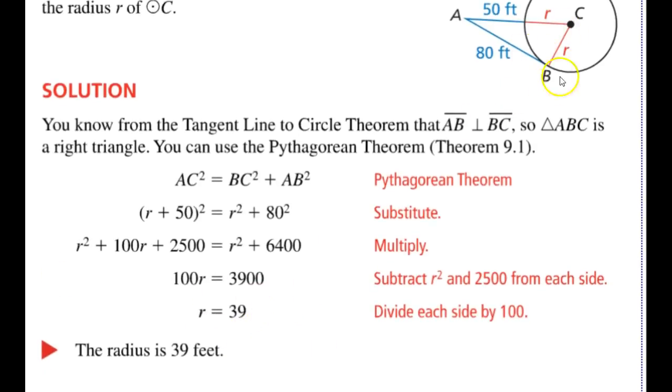So I look back at my original problem to see if that even makes sense. Well, I see that this length is 80 feet, and this is 50 plus some feet. So 39 would be an accurate representation of that length.